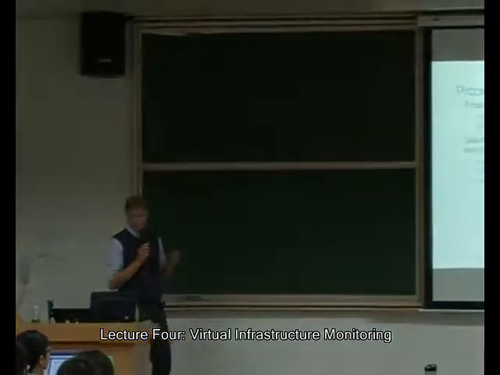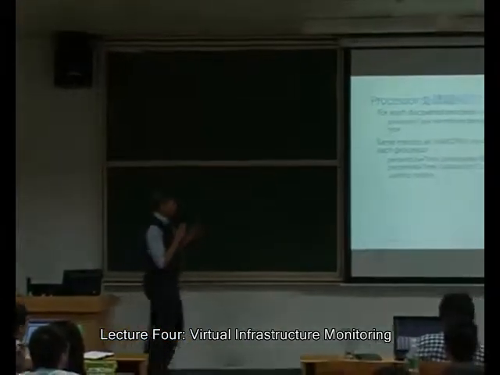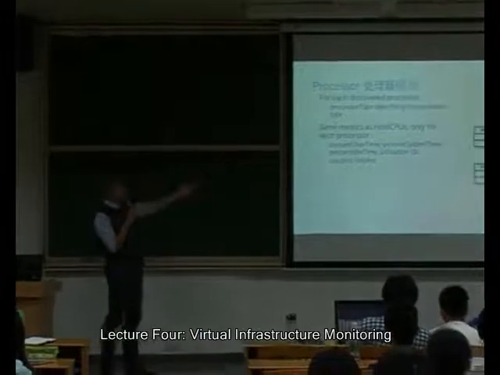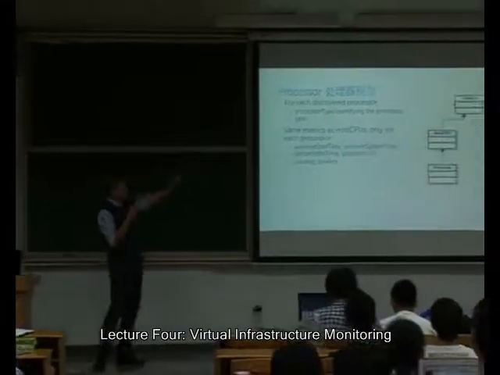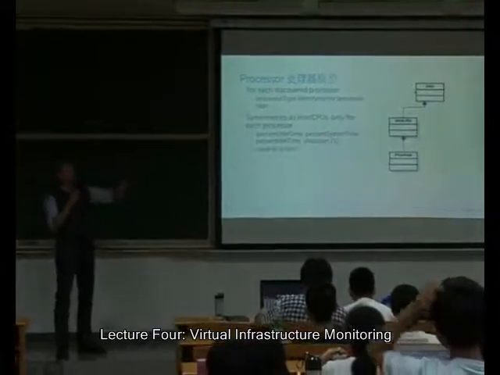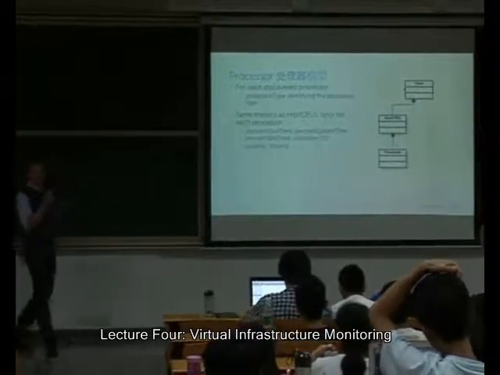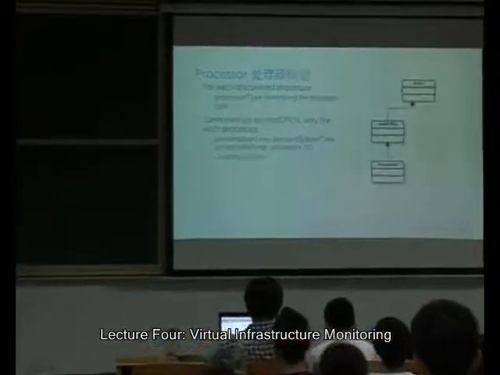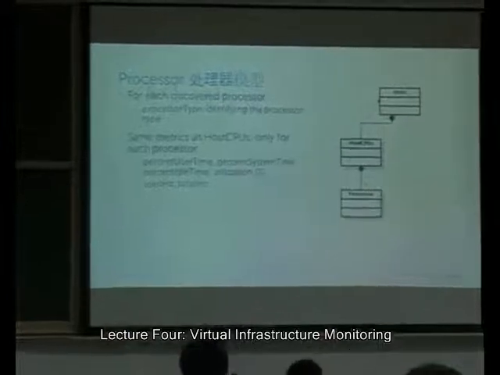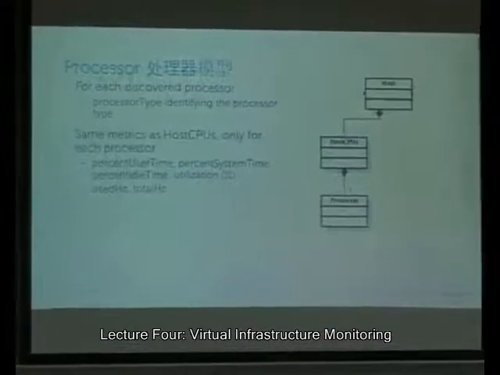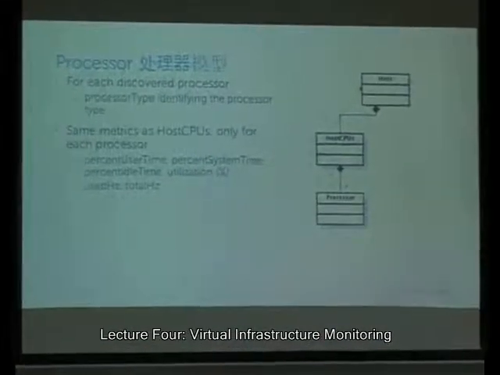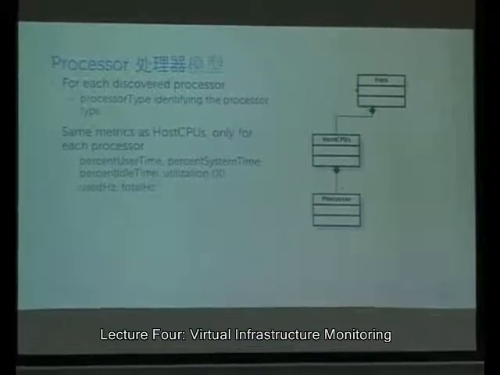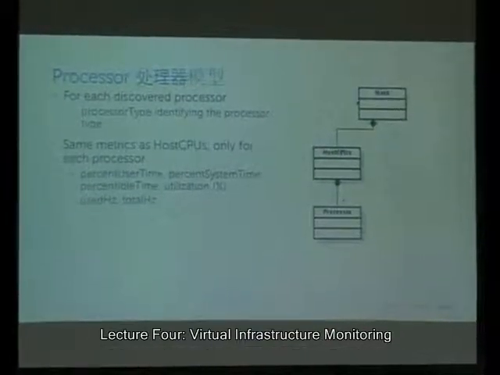So for each processor on a CPU, we have a processor object, and then we collect the same metrics. So the same metric set is collected for every single processor, and then we have summary metrics as well. There are APIs that will give us only the summarized values and other APIs that will give us per processor values. Sometimes we calculate the summarized values in host CPUs, and sometimes we collect them.